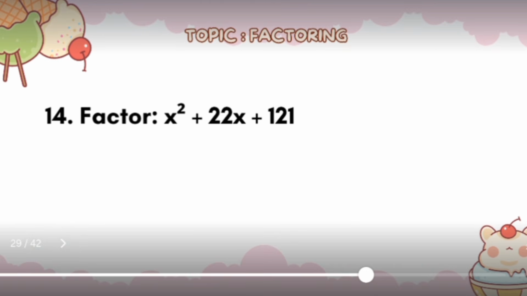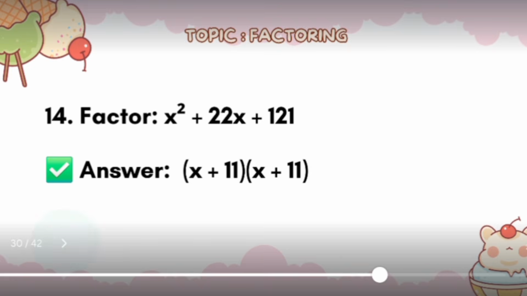Question number 14. Factor x squared plus 22x plus 121. This is an example of factoring a perfect square trinomial, so it means that the final answer is written as x plus 11 times x plus 11. This is also an application of an SOP or square of a binomial.